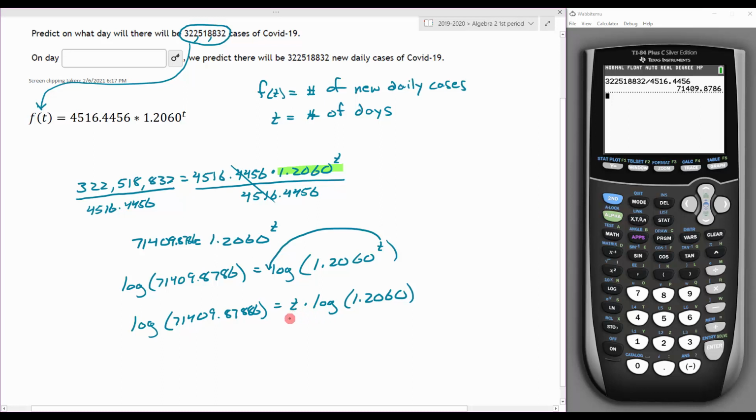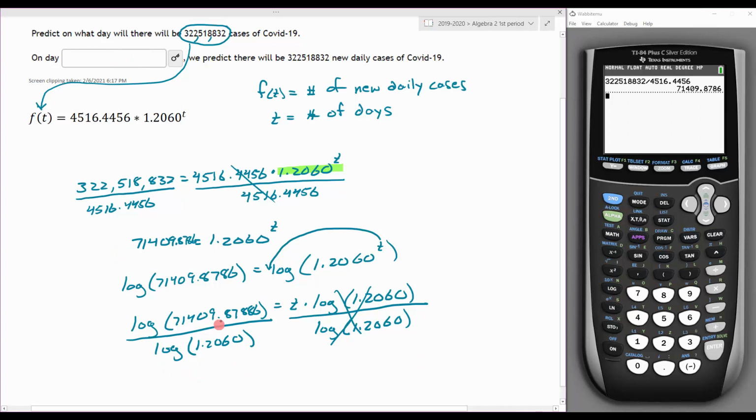So I'm going to divide by the log of 1.2060. And whatever I do on one side, I have to do on the other. So they're going to cancel over here. And this becomes our exact answer. You might remember me talking about that in previous videos. This is our exact answer for t. But what we want is a decimal approximation for MyOpenMath.